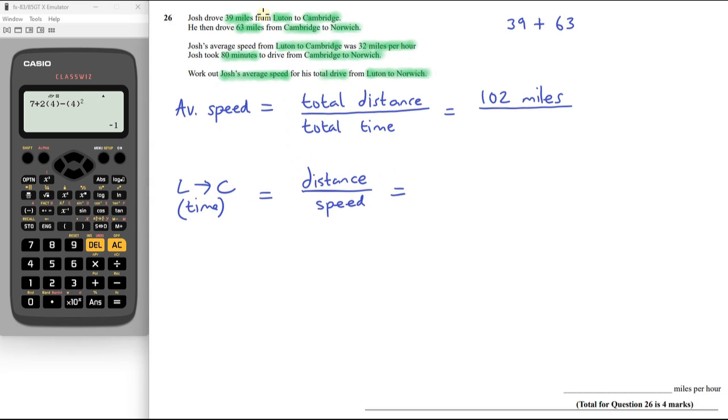So the distance from Luton to Cambridge is 39 miles, divided by the speed from Luton to Cambridge. We know that the speed was 32, so it's going to be 32. I'm just going to put mph for miles per hour. So let's work that out in the calculator. 39 divided by 32, and we get 1.21875. So that's time, so that's going to be in hours.